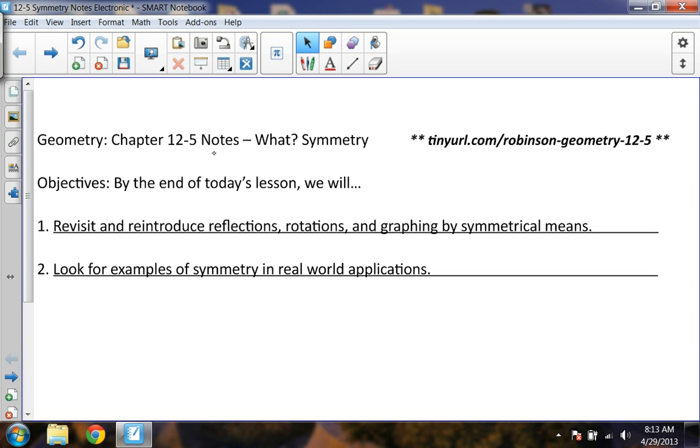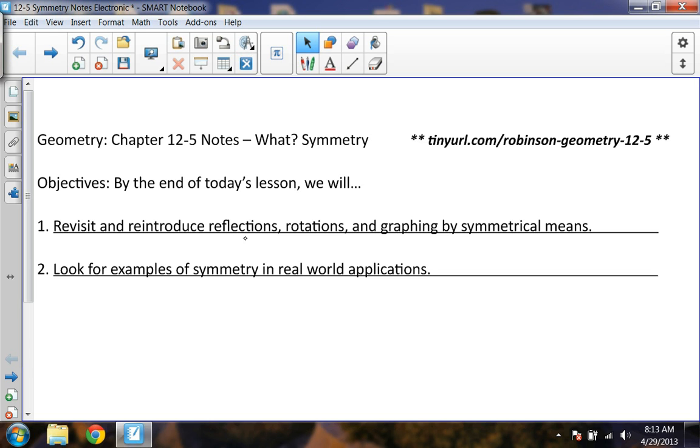Section 12.5 is actually one of the easiest sections. It's on symmetry, and we've talked a lot about symmetry already because we've talked about reflections. The only reason this isn't at the beginning of the chapter is because it also hits on rotations as well. So we'll revisit and reintroduce reflections and rotations, and we'll talk a little bit about graphing in the end and just say how they're symmetrical.